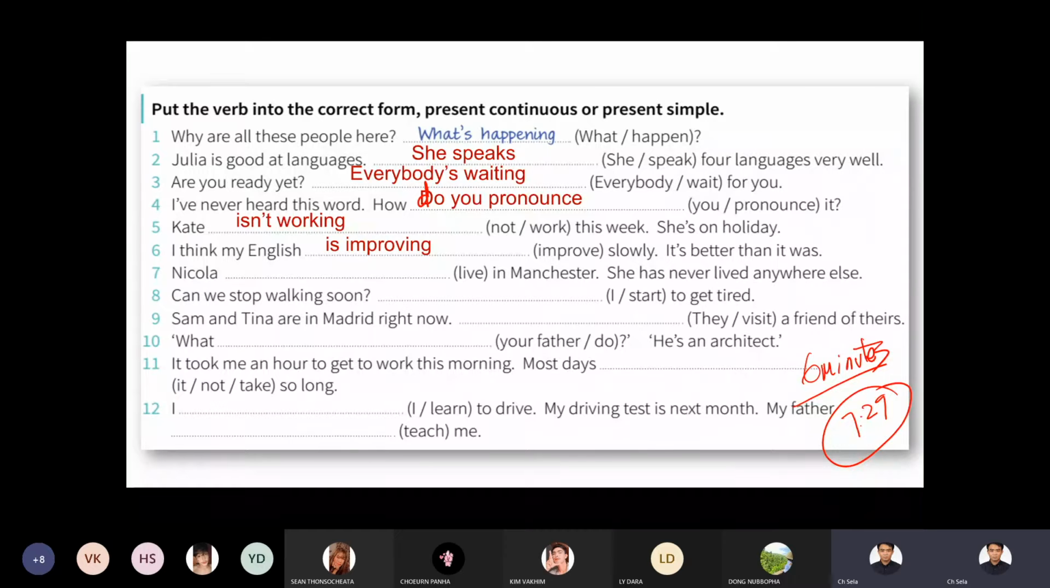Yes, teacher. Nicola lives in Manchester. She has never lived anywhere else. Okay, present simple because this one happened for a long time. All right, very good. Nicola lives in Manchester. She's never lived anywhere else. Thank you. Number 8, Dalin. The line or the line?